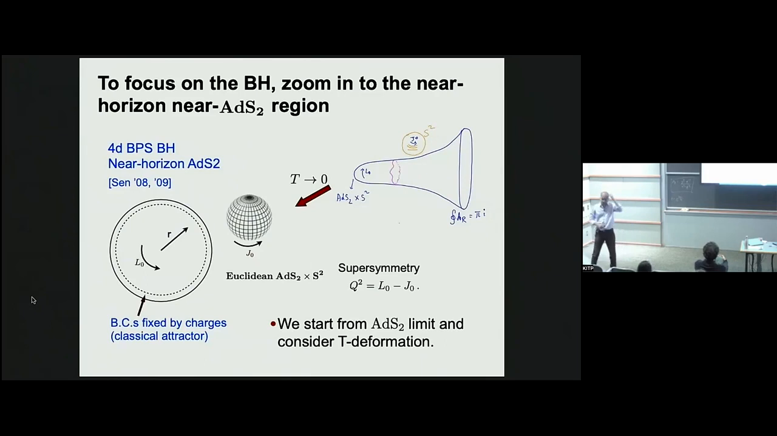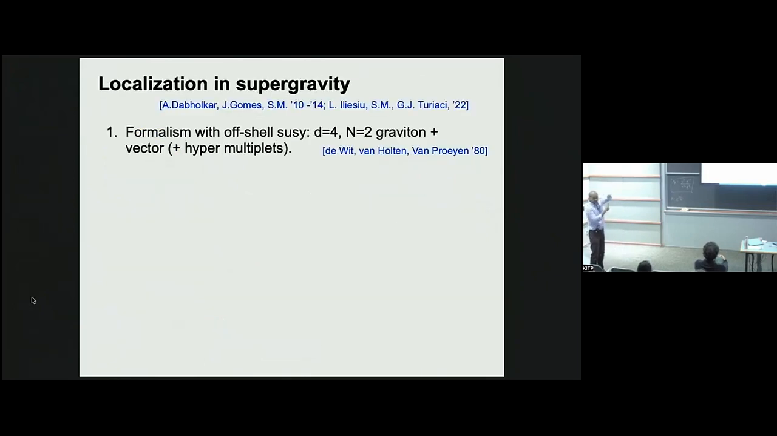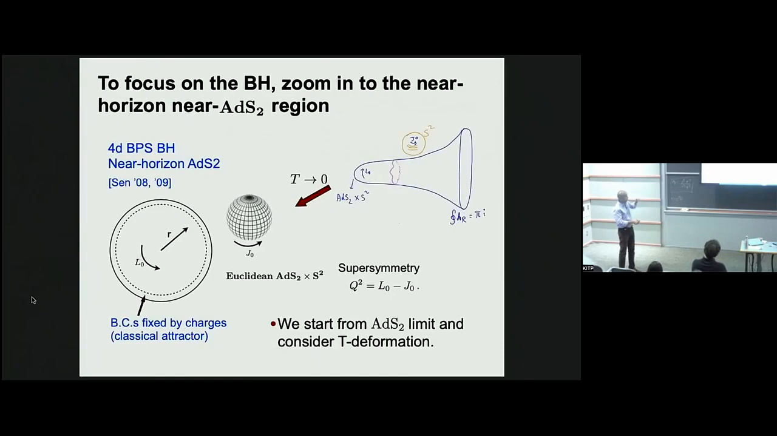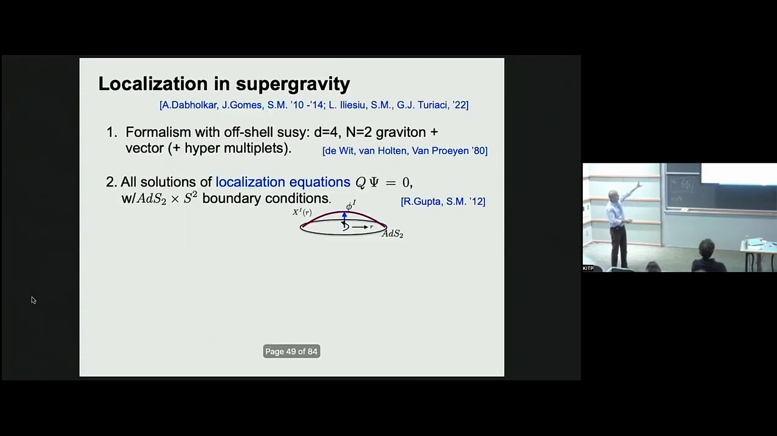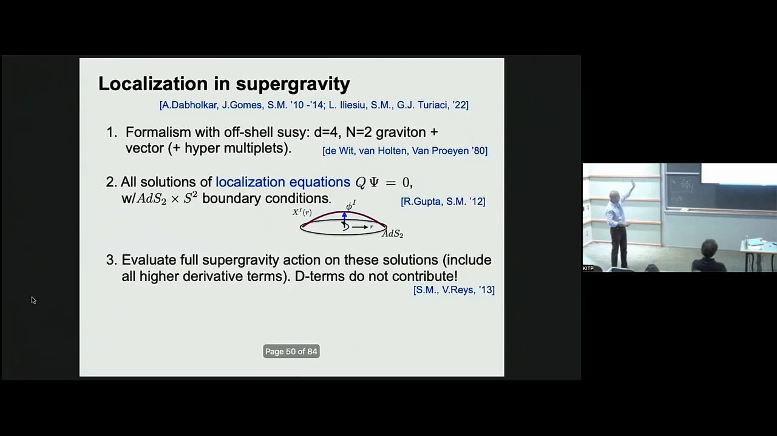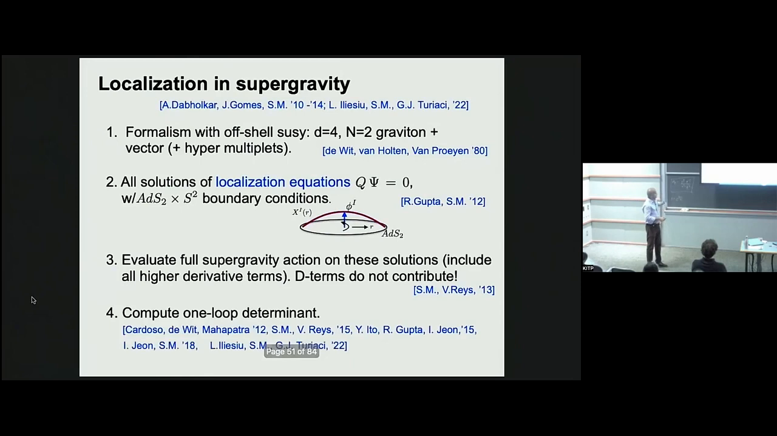Okay, so the next few slides are a sort of review of older work, so I'll be very quick, but there's also some new progress here, but I won't focus on that. So in this AdS2 times S2 geometry, you can now ask for these localized integrals. You have to find some off-shell configuration, find all the solutions of these localization equations, and calculate the action. There's a lot of things here which I don't want to discuss. I've talked about it in the past many times. And then you have some one loop calculation.